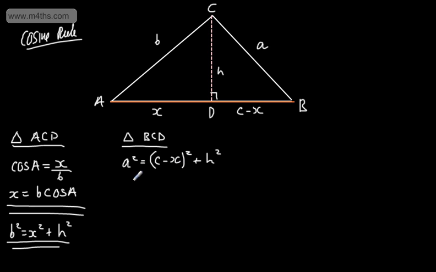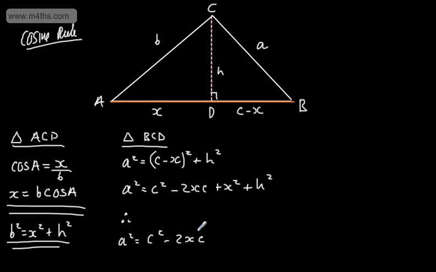If we expand this out, we're going to get a squared will be equal to c squared, then we'll have minus 2cx, or xc, and then plus x squared plus h squared. We already have an expression for x squared plus h squared, so we can substitute this in. If you like, you can call these equation 1 and equation 2. All I'm going to do is sub this in. So what we'll have then is a squared is going to be equal to c squared, then minus 2xc, or cx, plus now b squared.